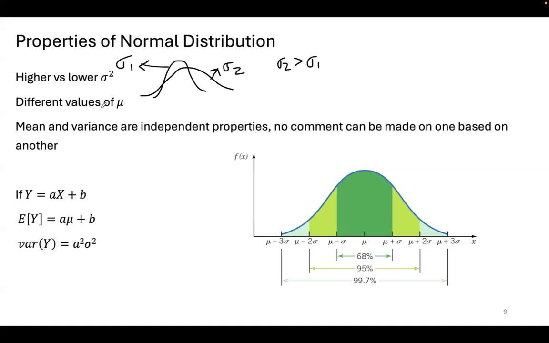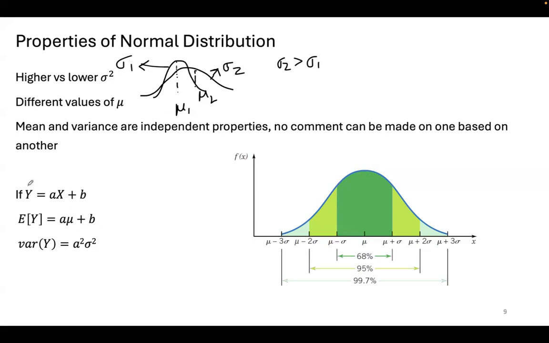Different values of mu will just shift the graph left or right. For example, this can be mu1 wherever the peak is, and this is mu2. Another thing, which I don't think is explicitly mentioned in the slides, is that the mean, median and mode of a normal distribution are all at the same point. Mean and variance are the parameters you provide, so you can't comment on what mu would be like if sigma is high, or vice versa. You can't compare one with the other.